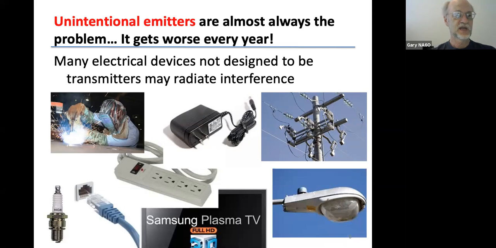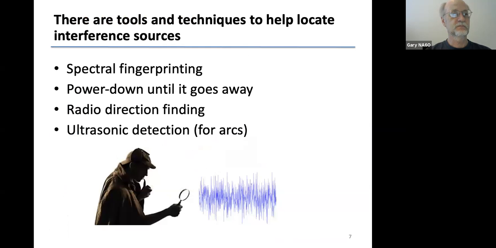So, you name it: arc welding and bad street lights and all kinds of things. All these different things, we'll talk about these, how to find them and what to do about it. There are some tools and techniques we can use to help locate these sources of interference.